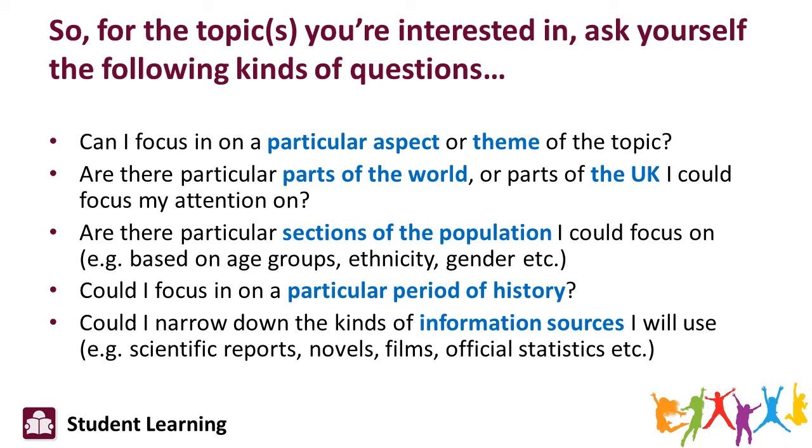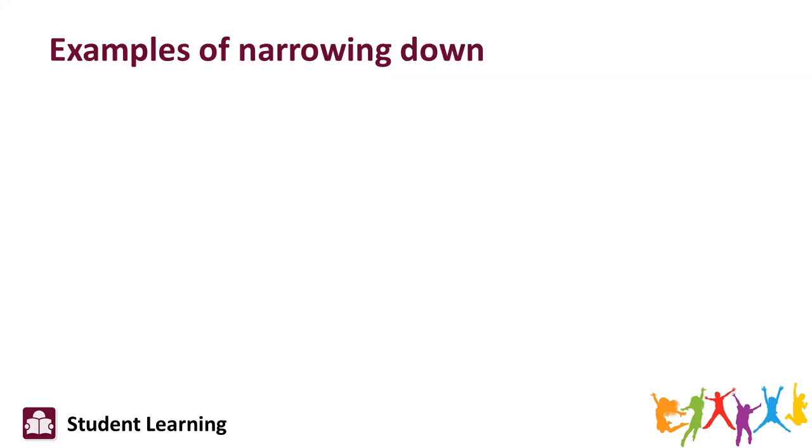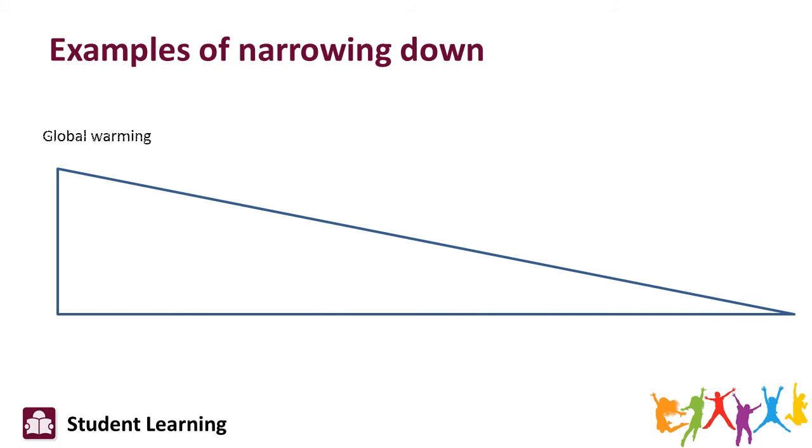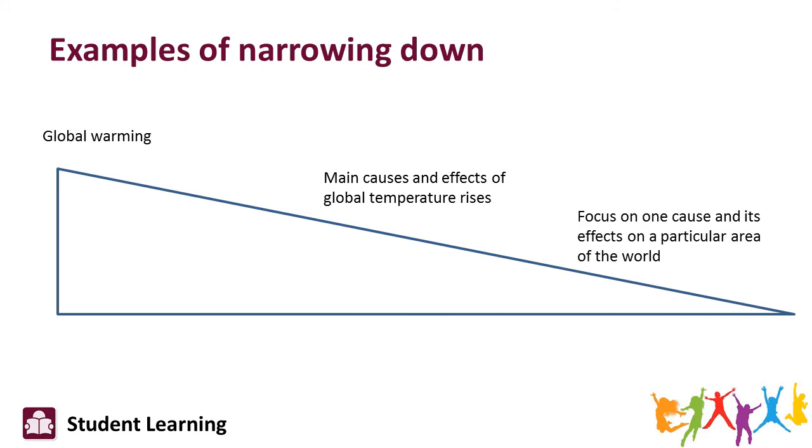Okay, so let's have a look at some practical examples of this narrowing down process in action. In our first example, an interest in global warming might lead you to think about some of the main causes and effects of global temperature rises. In developing greater focus for your assignment, you could then decide to look in detail at maybe just one of the main causes and its effects on a particular part or parts of the world.